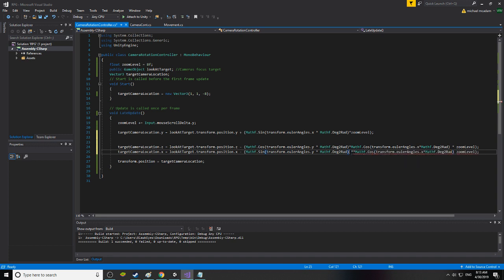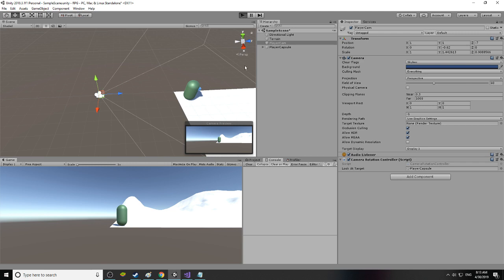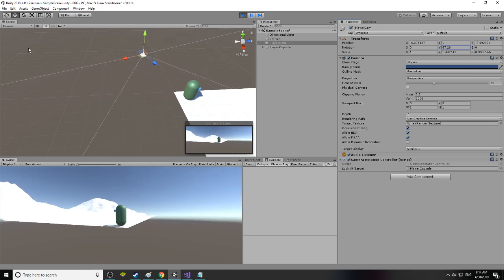Oh wait, this needs to be in here. And what that does is adjust the percentage that we need to move over and down, just the proportion we need to move in the Z and then the X, based on how much we've rotated our camera up and down, right? So when we do this now, hopefully it didn't break anything.